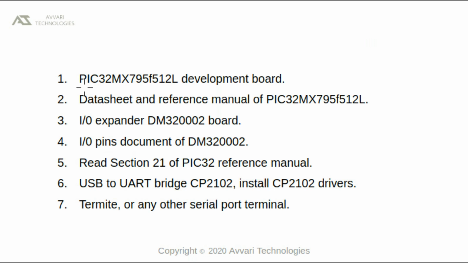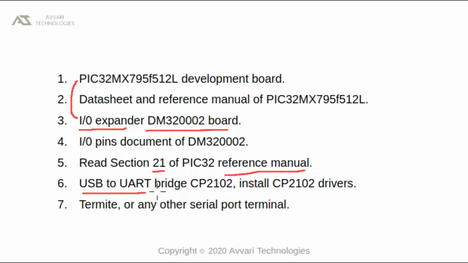Prerequisites: we need our master, the PIC32 development board. A datasheet and reference manual are needed to understand the controller. I strongly recommend you read the UART section in the reference manual. The reference manual has more information than the condensed datasheet. And we need the IO expander for our master, and the pin diagram of this IO expander board. Read section 21 in the reference manual.